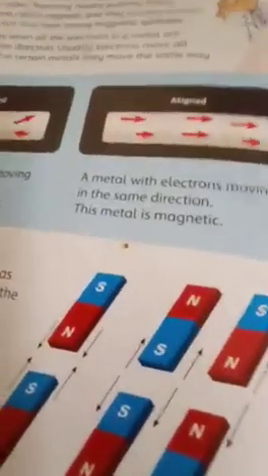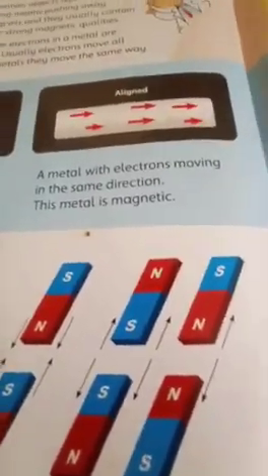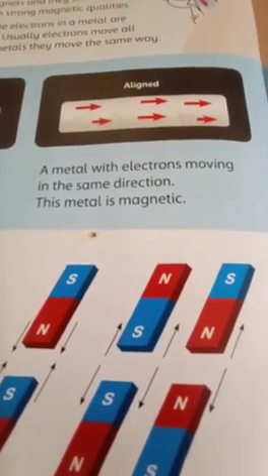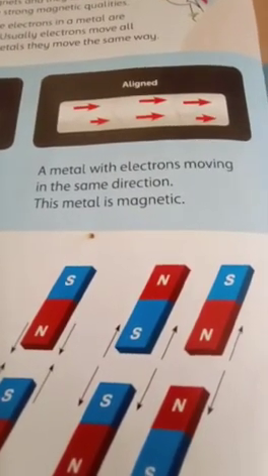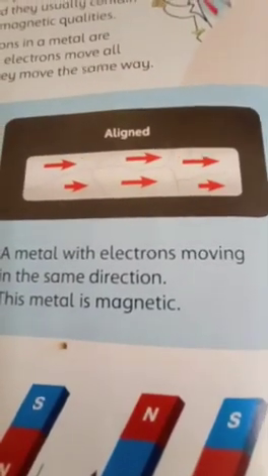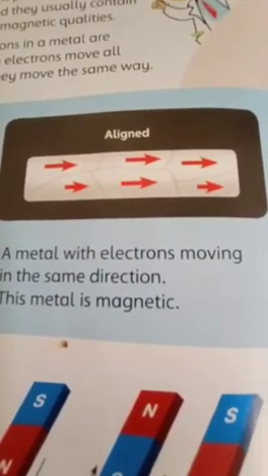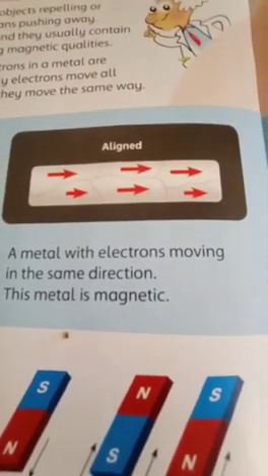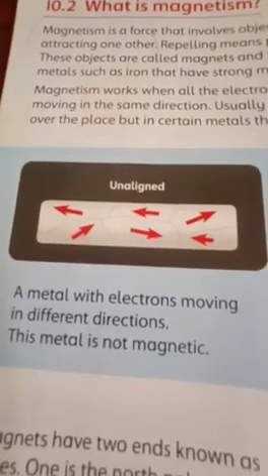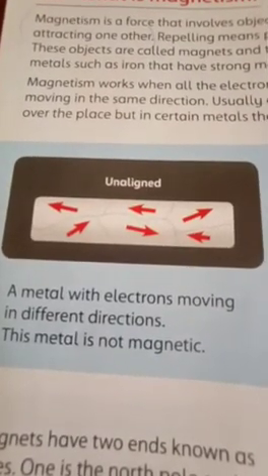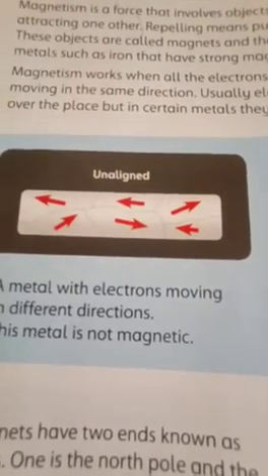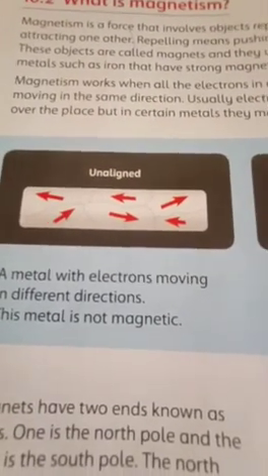Now magnets attract magnetic materials or metals. The property of magnetism is that magnets attract only those metals in which the electrons are moving in the same direction. Can you see this aligned pattern of electrons? Such a type of metal is called a magnetic metal. Whereas there are some metals in which the electrons move in different directions, in an unaligned pattern, and that is why such a metal is not magnetic. For example, aluminium, you can see.